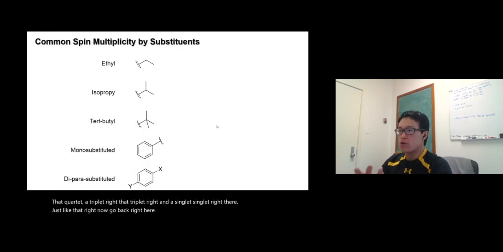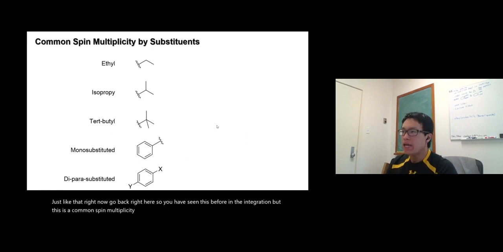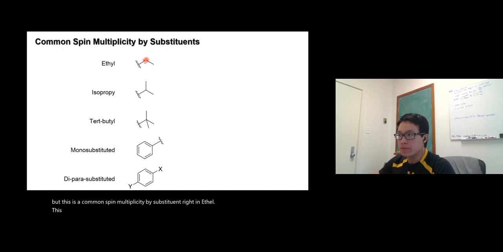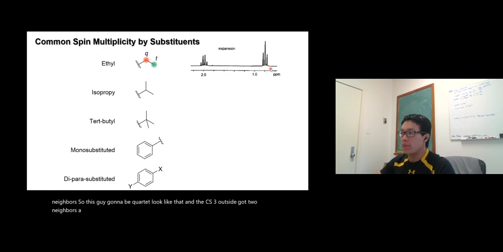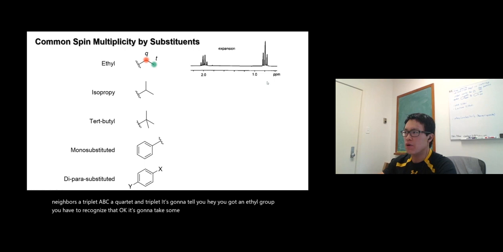You have seen this before in the integration, but this is the common spin multiplicity by substituent. In ethyl, these 2 red protons have 3 neighbors on the right side, so this is going to be a quartet. And the CH3 outside has 2 neighbors, a triplet. If you see a quartet and a triplet, it tells you that you have an ethyl group. You have to recognize that. It's going to take some time to practice to be familiar with spin multiplicity.